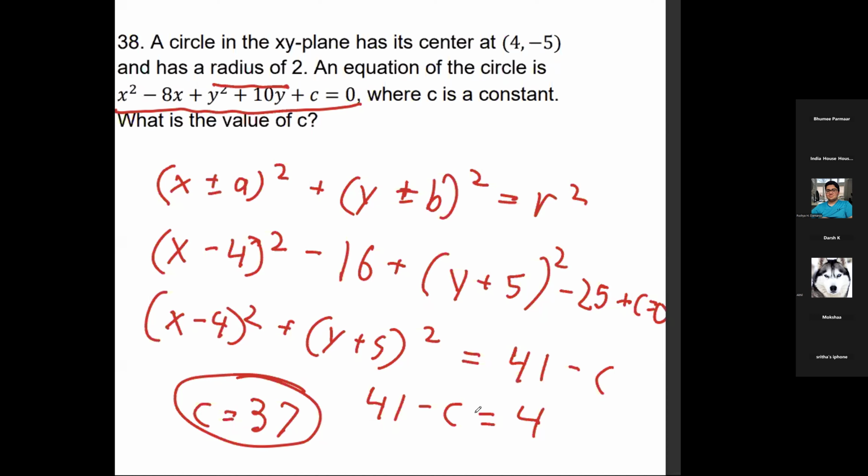And then for the equals 4, it's just because it says the radius is 2. We know that it has to equal this. So we know that this is the same as this, and we know that this has to equal r squared. So 41 minus C has to equal r squared. But the radius is 2, so 2 squared is 4. So 41 minus C has to equal 4. That's how I got that.